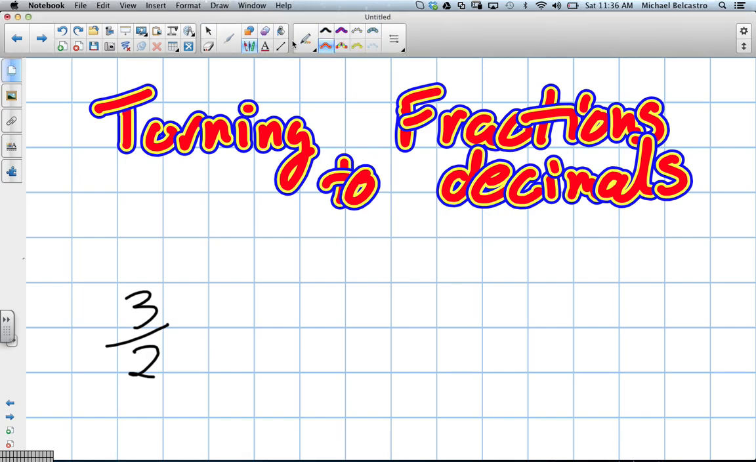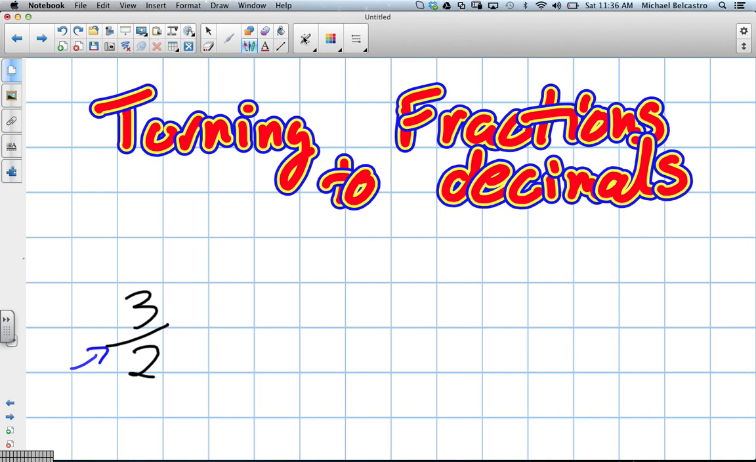So we're going to work on turning fractions into decimals. So we have our fraction, 3 over 2. Now, really, this fraction means what operation? What's that operation in the middle mean? Do you know? Divided. Yeah, it means divided by. So let's actually do our division to solve this question.